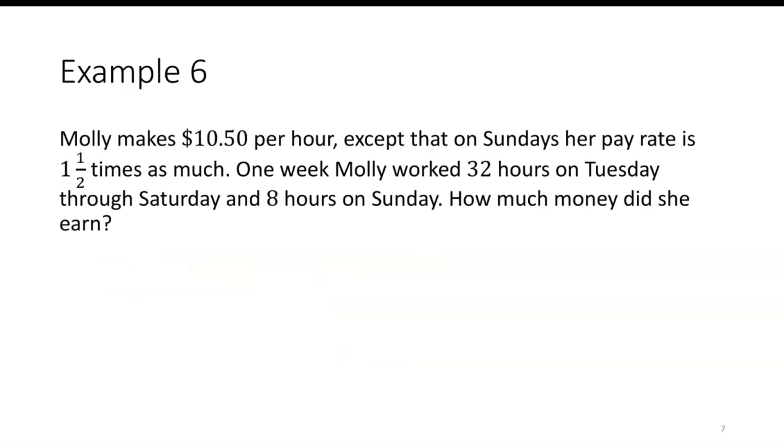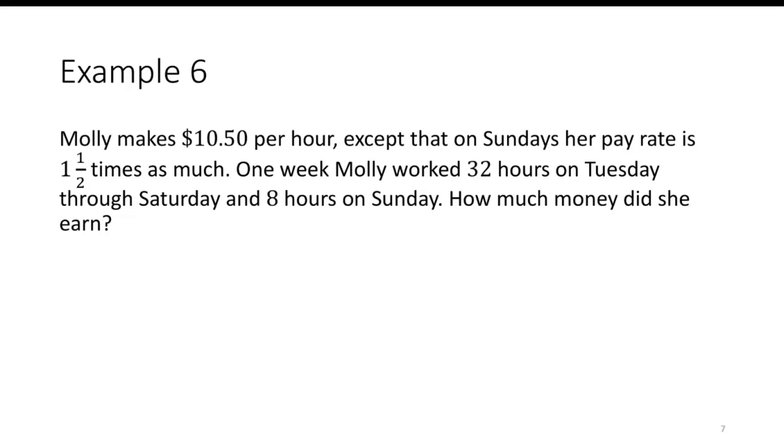Molly makes $10.50 per hour, except that on Sundays her pay rate is 1.5 times as much. One week, Molly worked 32 hours on Tuesday through Saturday and 8 hours on Sunday. So how much money did she earn altogether? So we're going to have to break this up into 2 parts and then figure out her pay for Tuesday through Saturday, figure out her pay on Sunday, then add them together.